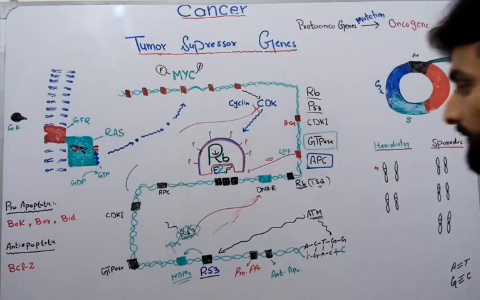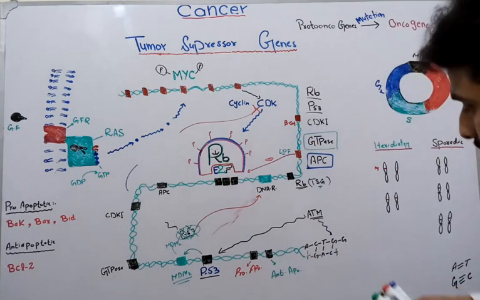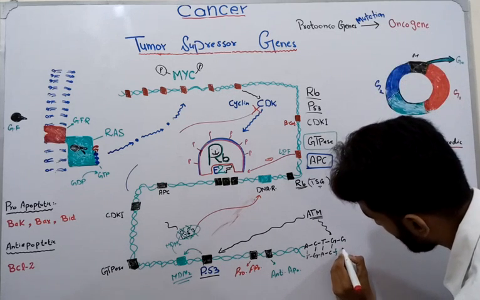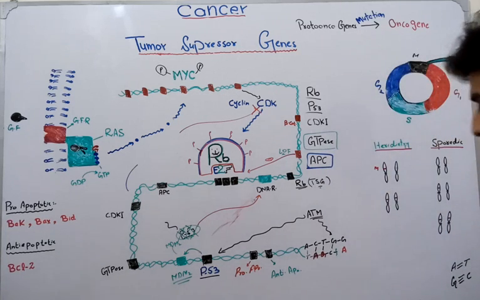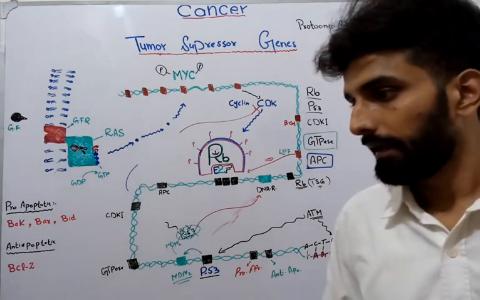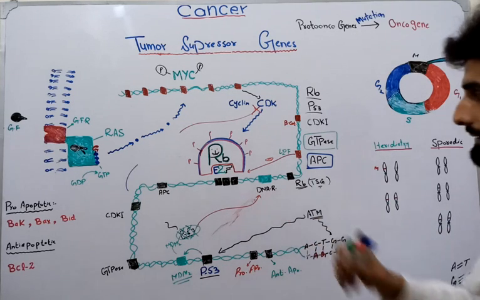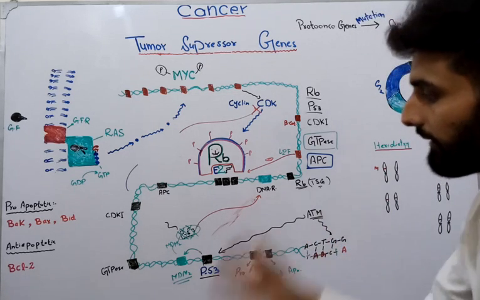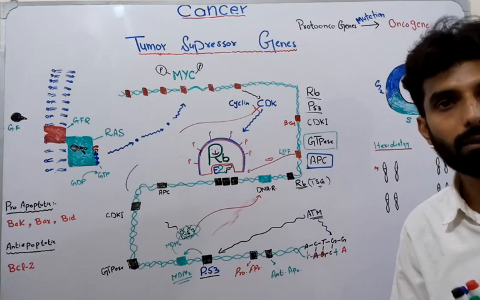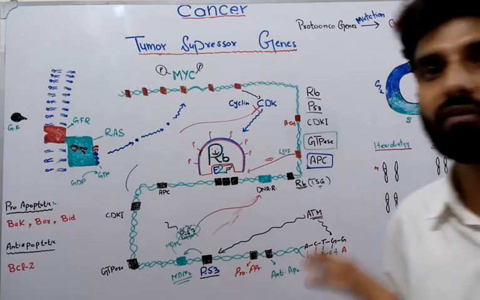Okay. Now there is another very important function. For example, the damage is so much that it cannot be repaired by these DNA repairing genes. This DNA cannot be repaired by these DNA repairing genes. Now what will happen? When this ATM keeps on sending the signal that repair is not being done, what will happen? This P-53 is going to do another very important function.